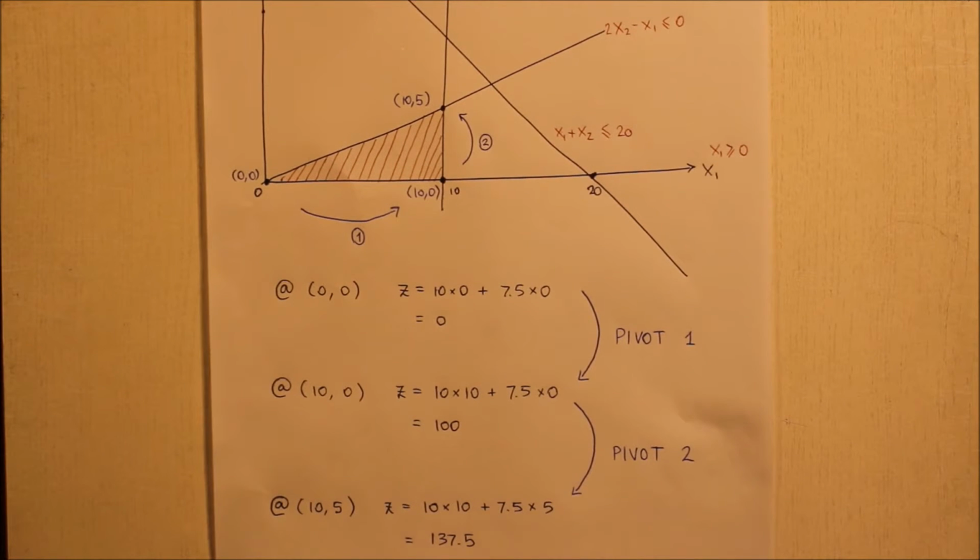To find the initial vertex, Simplex sets the non-basic variables to 0. If this point is in the solution space, we know it is a vertex because of the non-negativity constraints. Otherwise, it needs to perform an extra step to find a feasible vertex, which is out of the scope of this video. To move to the next vertex, we can increase the value of a non-basic variable until we reach another vertex. This operation is called a pivot.